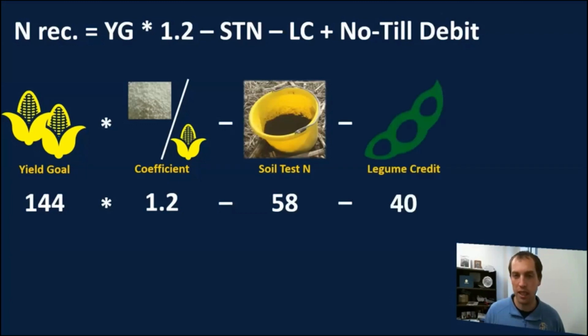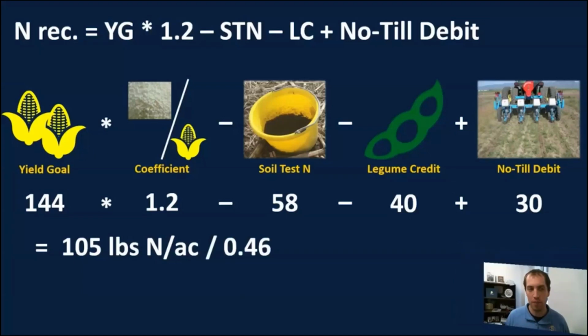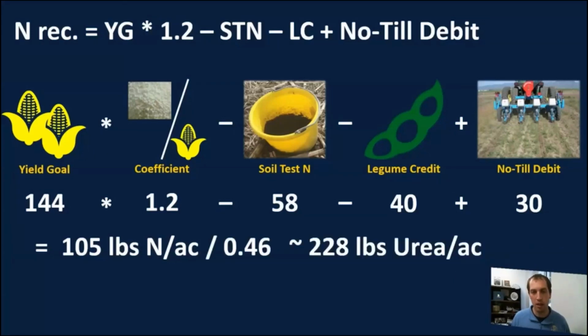Then we're going to subtract any legume credit we might have if our previous crop was soybean or alfalfa or things of that nature. And if we're recently in no-till, within about 5 years of no-till in that field, often we need to add an extra 30 pounds of N. So in this example field, our nitrogen rate requirement is about 105 pounds of nitrogen per acre. If you divide that by 46%, which is how much nitrogen is in urea, we get about 220 pounds of urea per acre that we need to apply to this field.